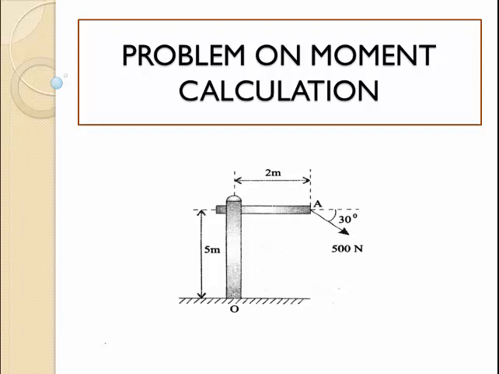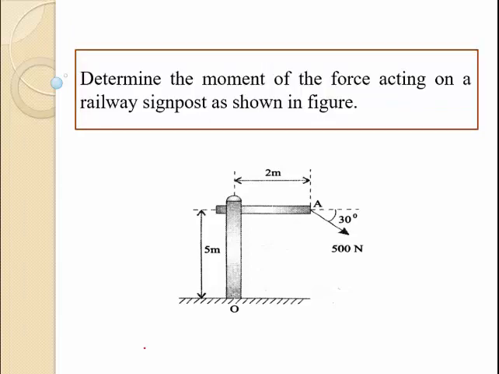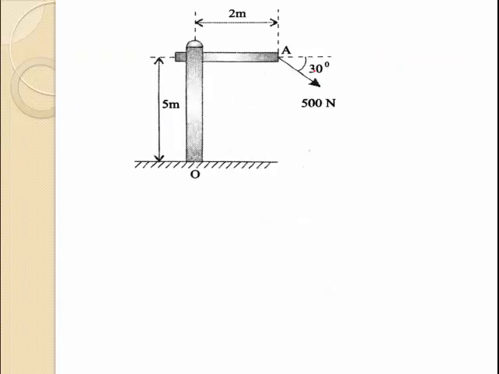Students, this is the second problem in calculating the moment of forces about a point in an object. So this is the problem statement. Determine the moment of the force acting on a railway signpost as shown in the figure. Here, a force of magnitude 500 Newton is acting at point A with a horizontal inclination of 30 degrees. The force can be considered to be acting in the fourth quadrant.